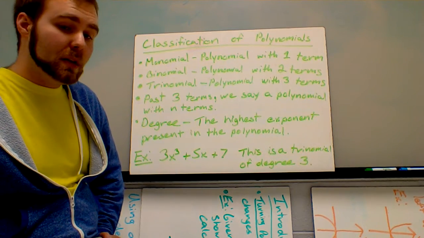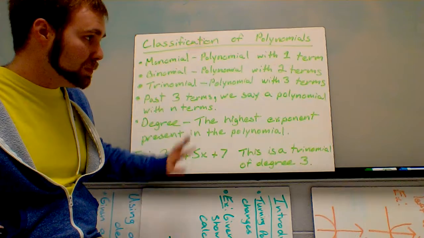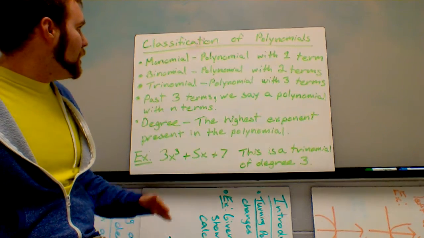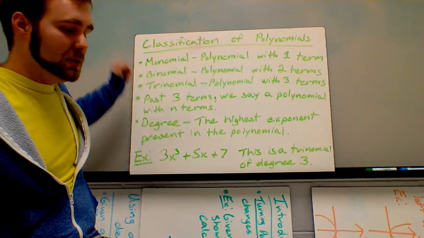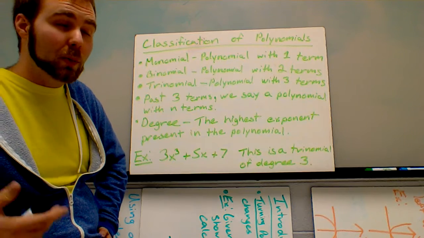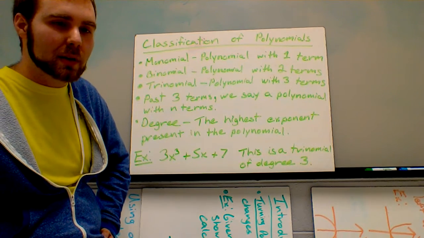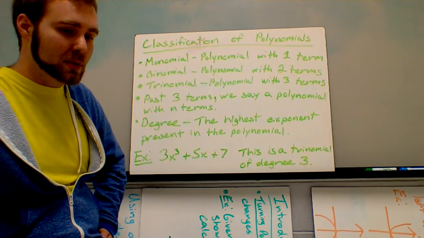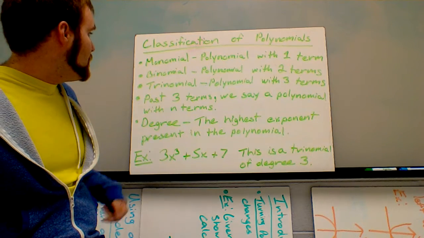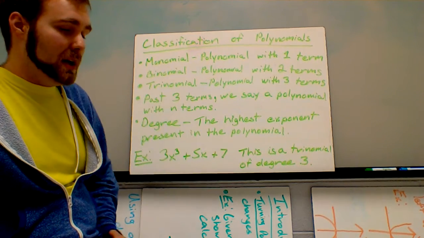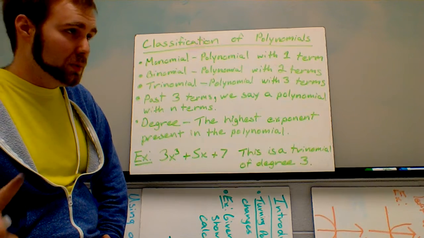Okay, so here in my first little board, you can see that I've got a classification for polynomials. This is just what we're going to say to each other when we're talking about it. We need to use these terms so we're on the same page. So a monomial is just a polynomial with one term.